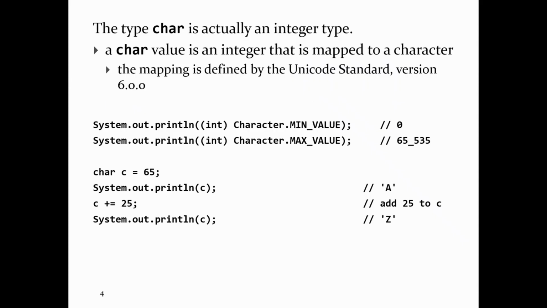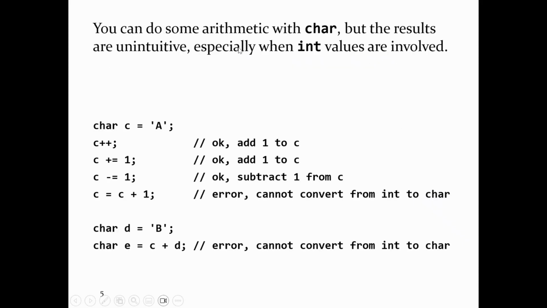Okay, so characters are just integer values, and that means you can do arithmetic with them, which I just showed you. You should probably avoid doing this because the results are unintuitive, especially to programmers new to Java or the C-like languages, especially when you are trying to do arithmetic and integer values are involved, because you have to know all of the rules for all of the various operators to figure out exactly what's going to happen.